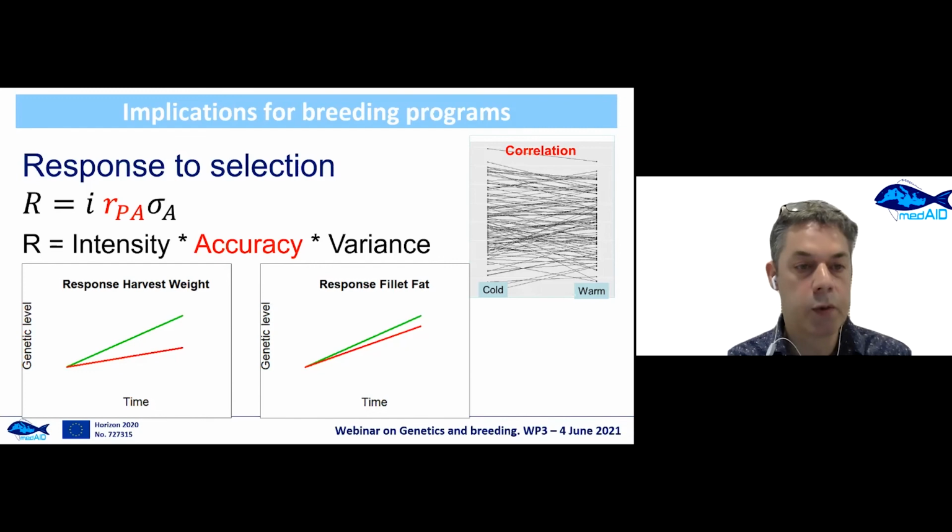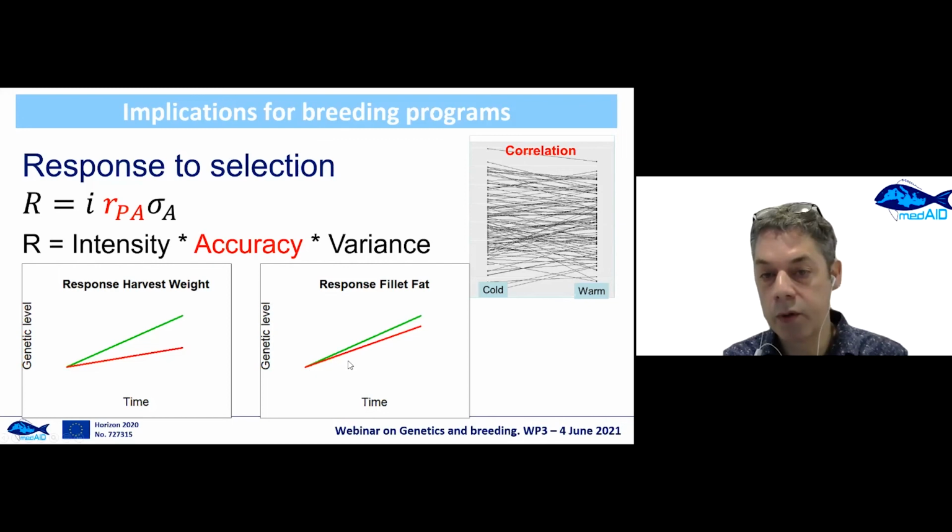So this green line shows selecting in one environment and the response that you would expect in that environment. Now, if you then move those fish to the other environment, the response over time, so the genetic improvement over time that you observe, is shown by this red line. And you see that there's about a 50% reduction, which is close to the values of the genetic correlations.